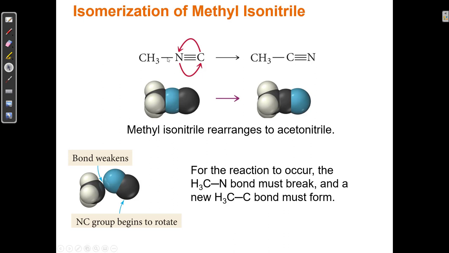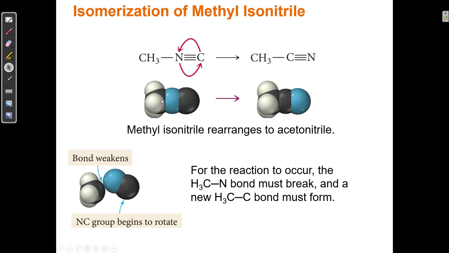So here's an example of a reaction. In this reaction, this N and C is called a nitrile. The nitrile can kind of spin around so that the nitrogen is bonded to the CH3 group, or if it spins around, the carbon is bonded to the CH3 group. So this reaction occurs naturally. This group just kind of spins around all by itself, and the bonds kind of change like this.